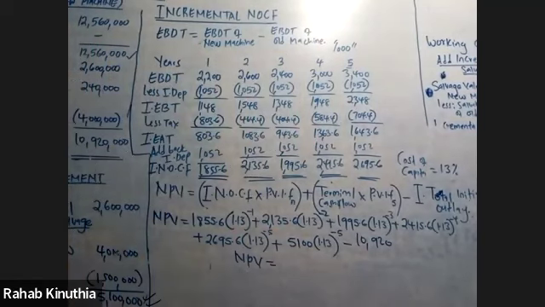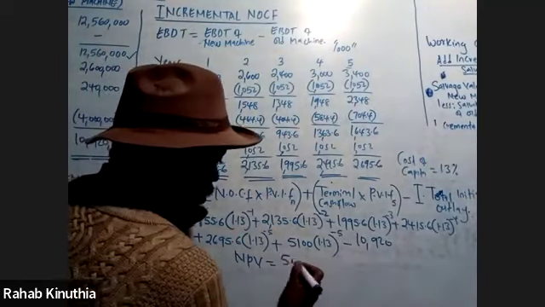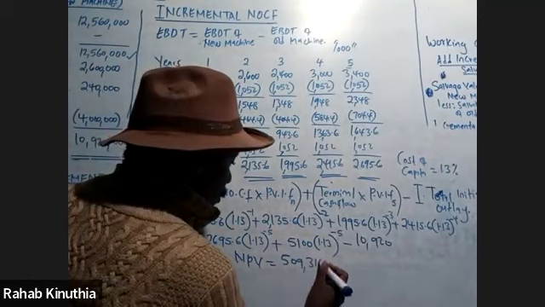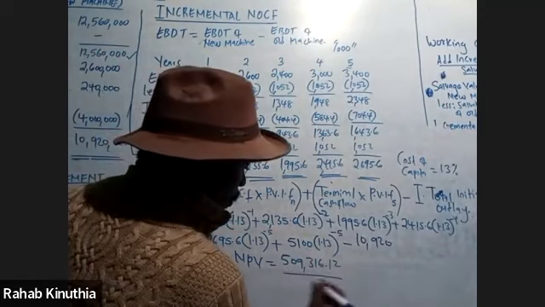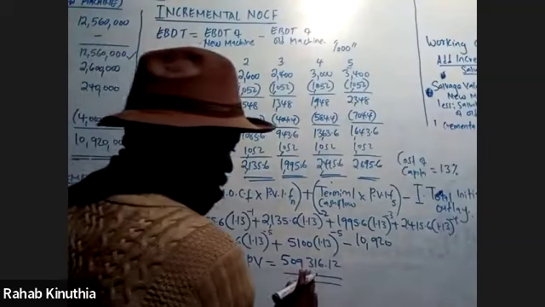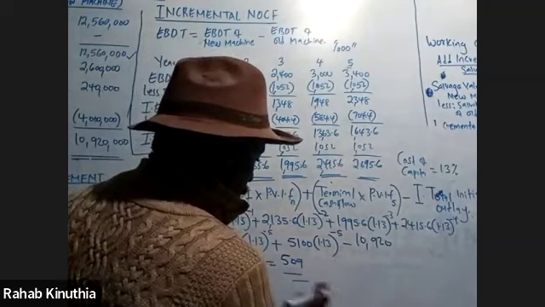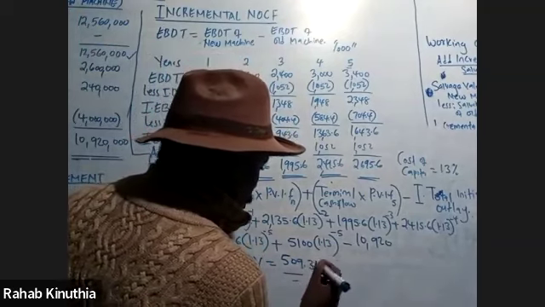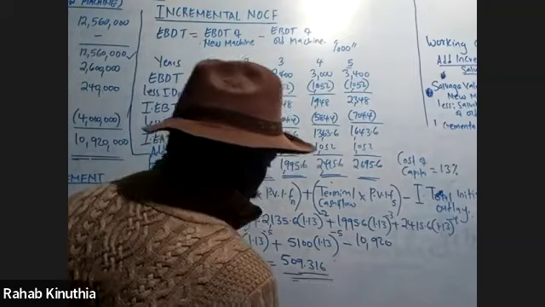I got the NPV as 549,316.12. That is in thousand, or let me put it 549.316.